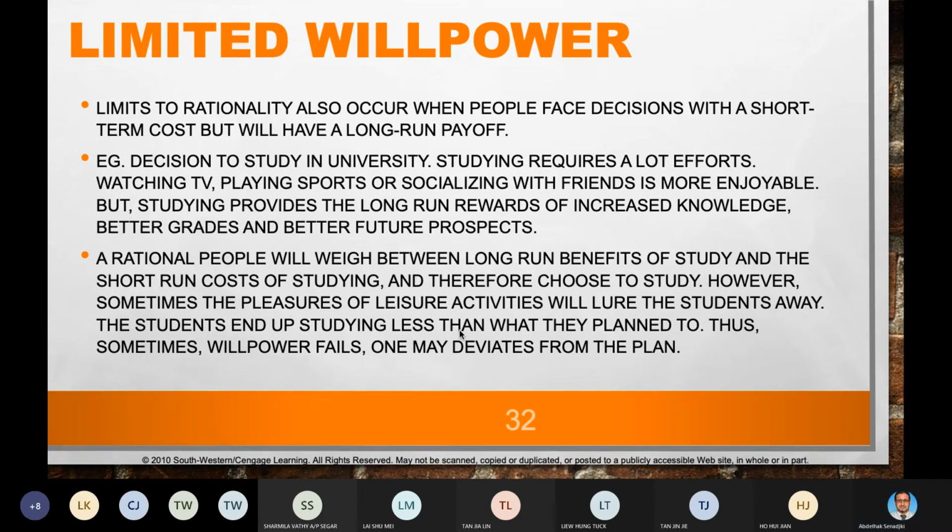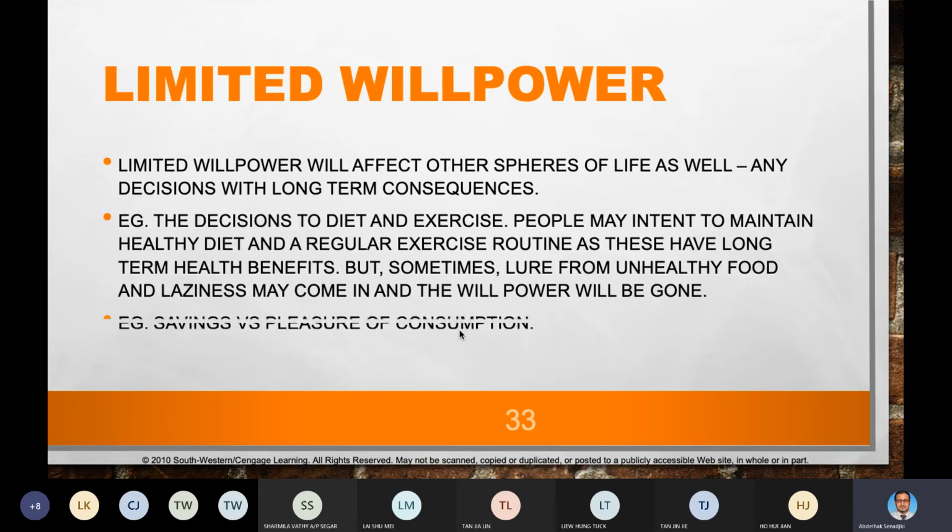Remember, sometimes we have some outliers. Some people, they stop schooling, but they become billionaires or millionaires. So you have to do cost-benefit analysis. Again, limited willpower also will affect other spheres of life as well.